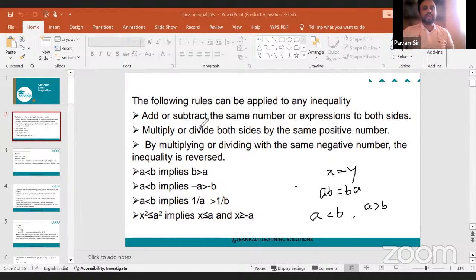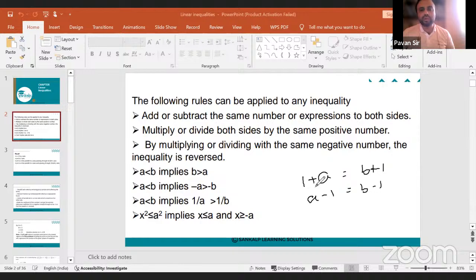The following rules can be applied for any inequalities: add or subtract the same number or expression on both sides. For example, suppose I show you a simple thing. See here, A is equal to B. Suppose if I want to add 1, so 1 should be added on both sides. So adding, or subtracting: A minus 1, B minus 1. So these are what we call adding.